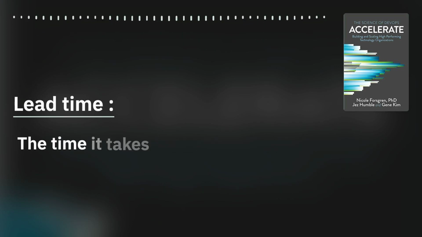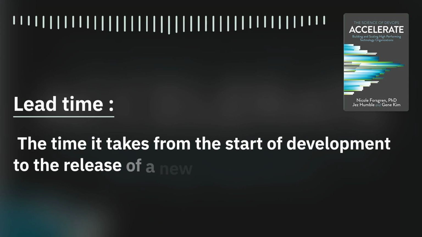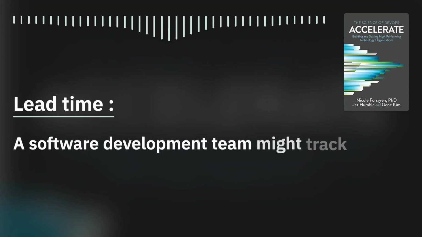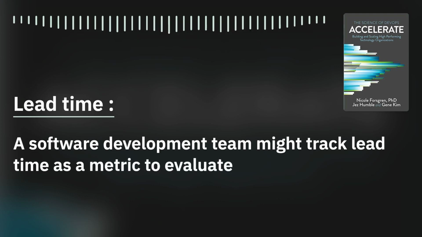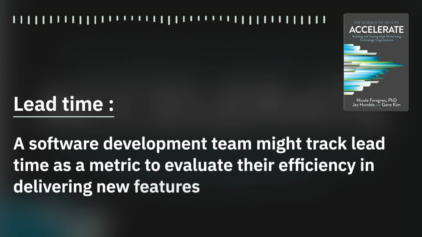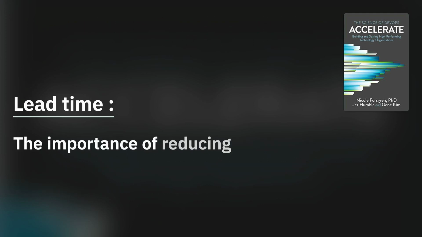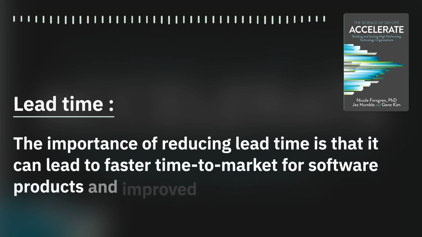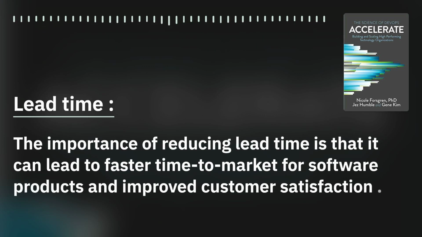Lead time: the time it takes from the start of development to the release of a new feature or product. A software development team might track lead time as a metric to evaluate their efficiency in delivering new features. The importance of reducing lead time is that it can lead to faster time to market for software products and improved customer satisfaction.